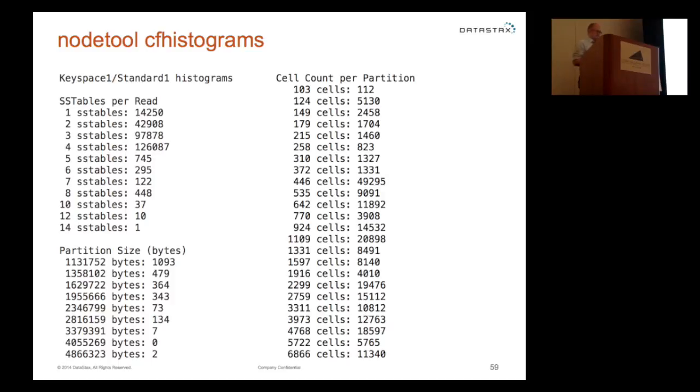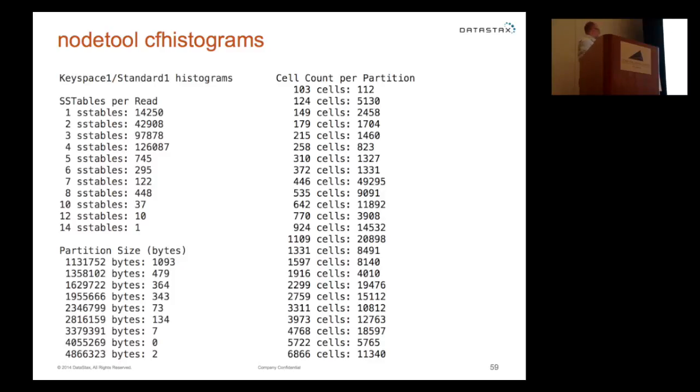And then this is going to show you the number of individual columns that you have in partitions. The way that you read this is, on the left-hand side, each one of these forms a bucket. The bucket goes from the previous line, not inclusive, to the current line, inclusive. So at the bottom there, that bucket would contain the number of reads that hit 13 or 14 SSTables. And then on the other side, you have a count.